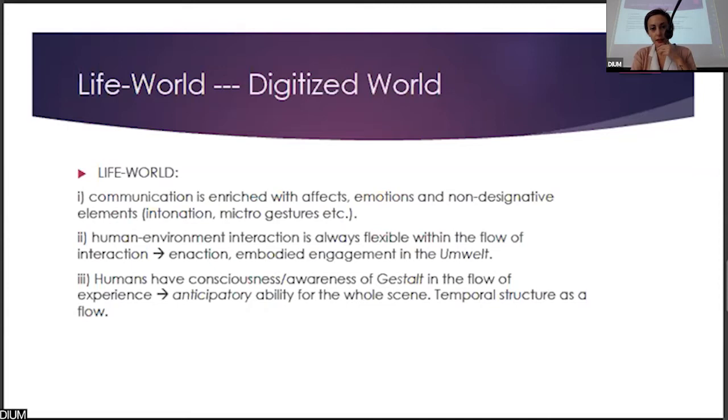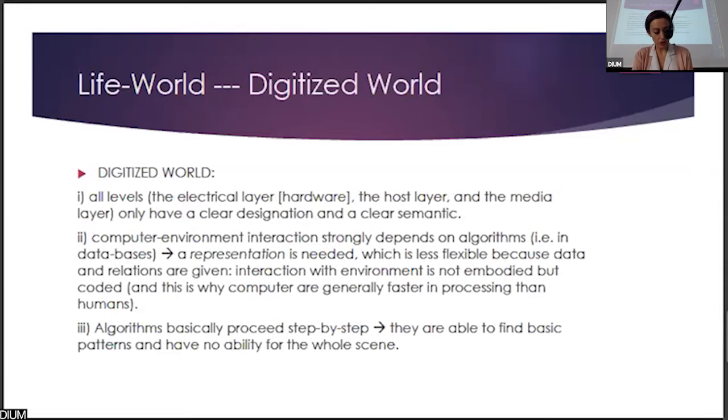While in the case of the digitized world, algorithmic knowledge, all levels, the electrical layer, hardware, the host layer and the media layer only have a clear designation and a clear semantic. Computer environment interaction strongly depends on algorithms, which is to say on databases. And this implies that a representation is needed, which is less flexible because data and relations are given. In this sense, the interaction with the environment is not embodied but coded. And this is why computers are generally faster in processing than humans.